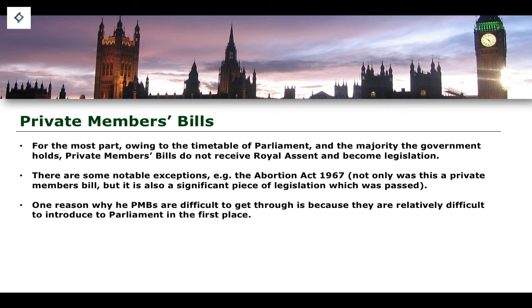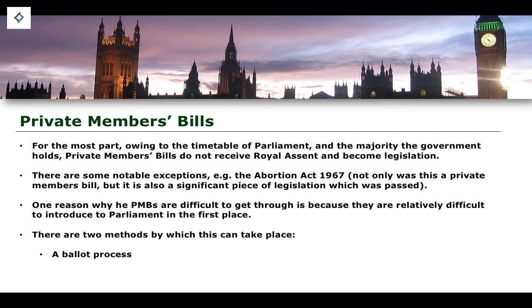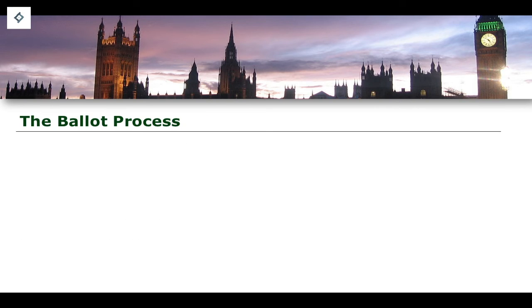One of the reasons why private members' bills are so difficult to get through is because they are relatively difficult to introduce to Parliament in the first place. There are two methods by which a private member's bill could become part of the process and be introduced to Parliament. So you have what is known as the ballot process, and then you have what is known as the 10-minute rule. Firstly, then, the ballot process.